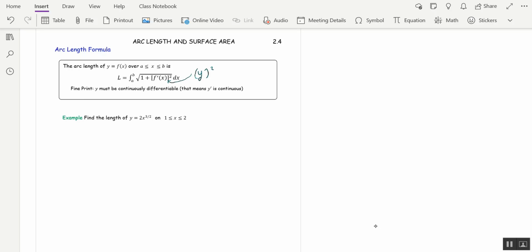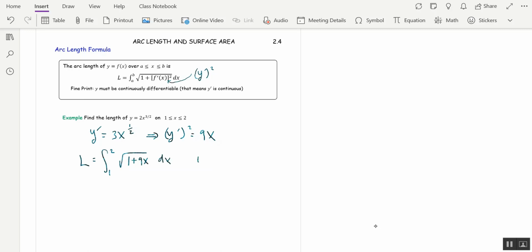So let's use that formula to find the arc length of 2x to the 3 halves over the interval of x equal 1 to 2. So we're going to start by finding y prime, and that's 3x to the 1 half. And so this implies that y prime squared is 9x. So the arc length L is the integral from x equal 1 to x equal 2, that's given in the problem, of the square root of 1 plus y prime squared, which is 9x, dx.